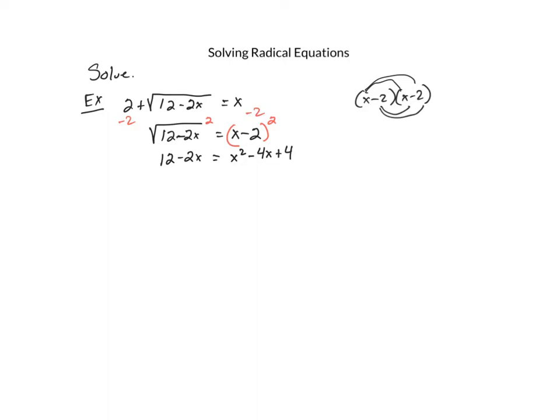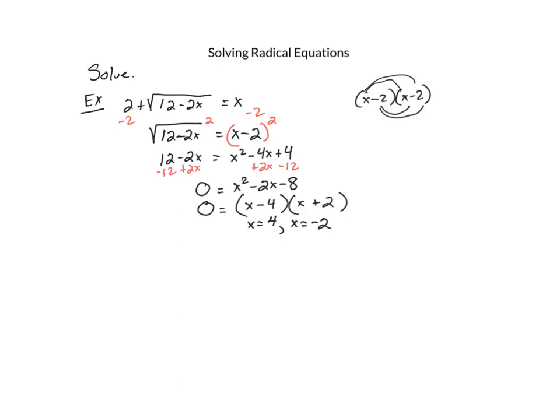But notice we have a quadratic equation. Let's set it equal to 0 and see what strategy looks good. I'm going to subtract 12 from both sides, and at the same time I'm going to add 2x to both sides. So I have 0 equals x squared minus 2x minus 8. And that does factor, so let's factor it into x minus 4 times x plus 2. So our potential solutions are x equals 4 and x equals negative 2.